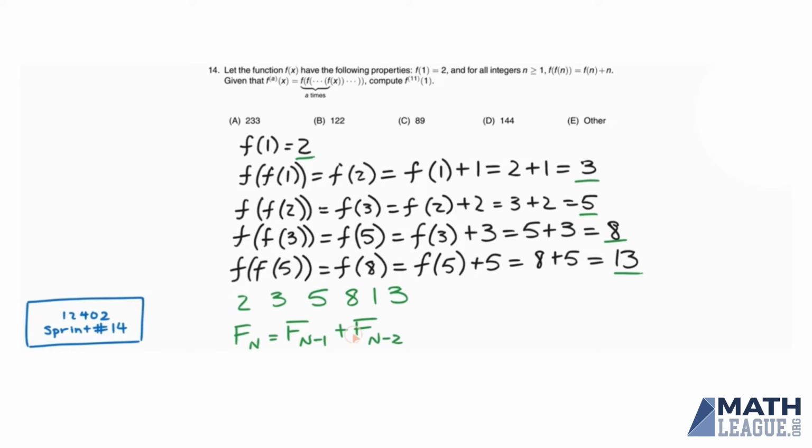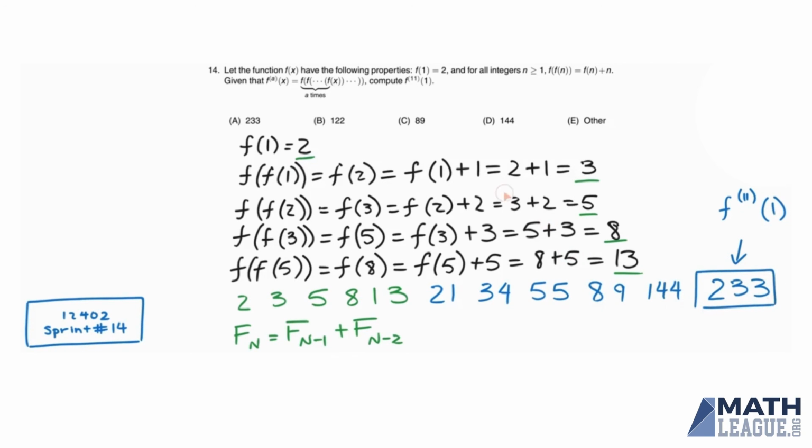Currently we're at f of 5. So for f of 6, this is going to be 8 plus 13, which is equal to 21. Continuing, we have 21, 34, 55, 89, 144, and this is going to be the 10th power. And finally, for our 11th power, we have 233. This is equal to f of 11 to the power of 11 of 1. And hence, 233 is our final answer. So the answer for this problem is A.